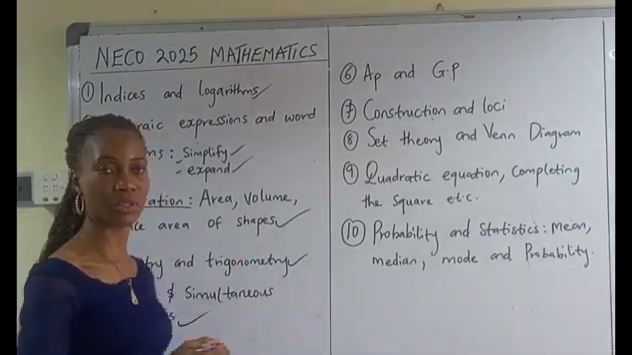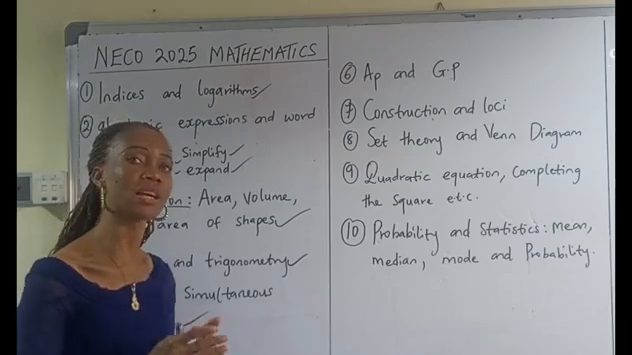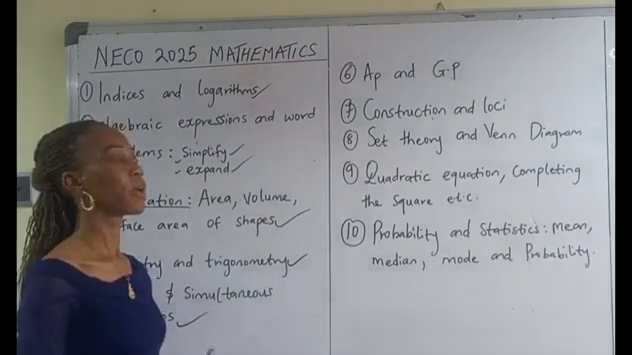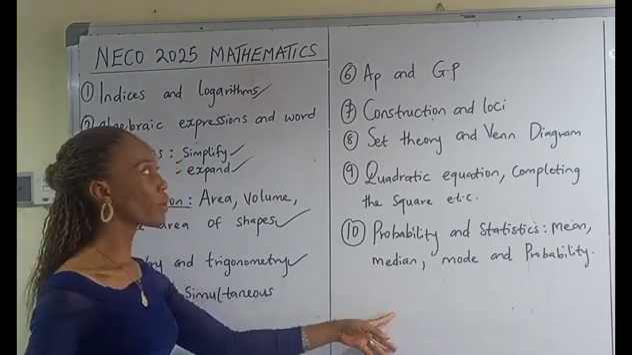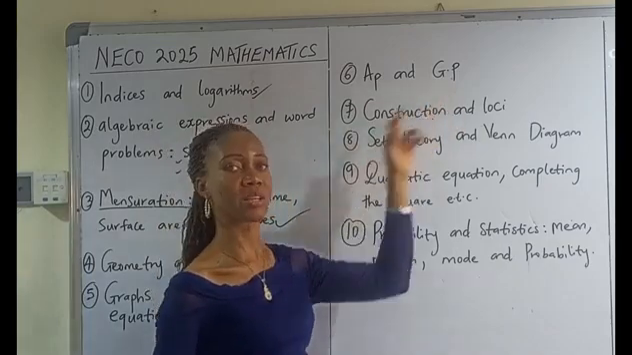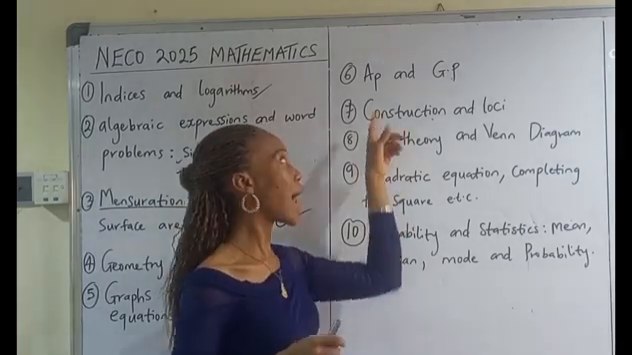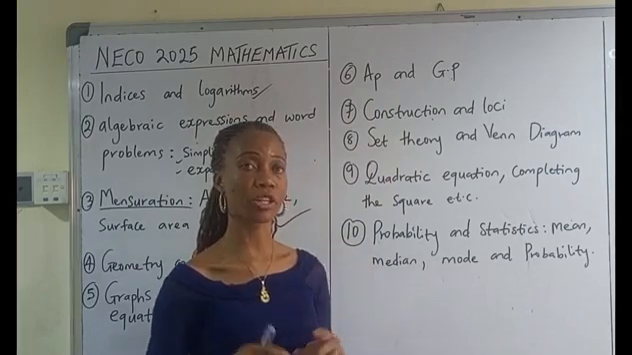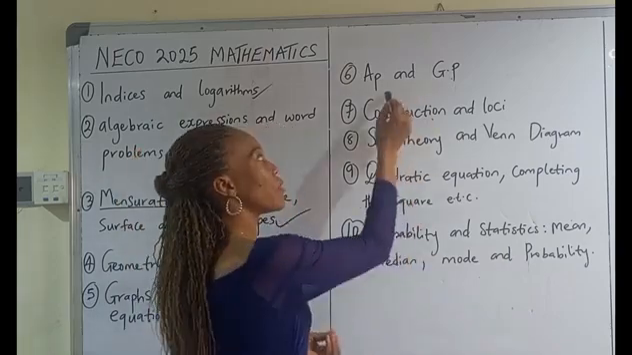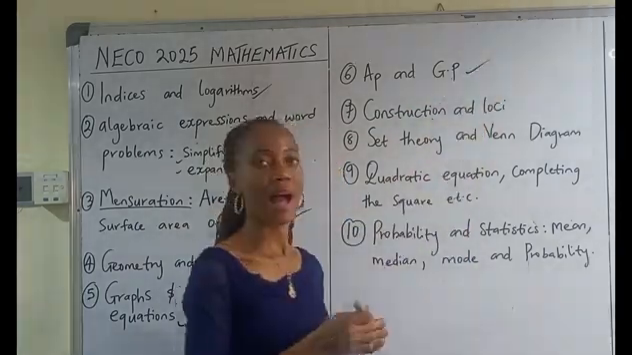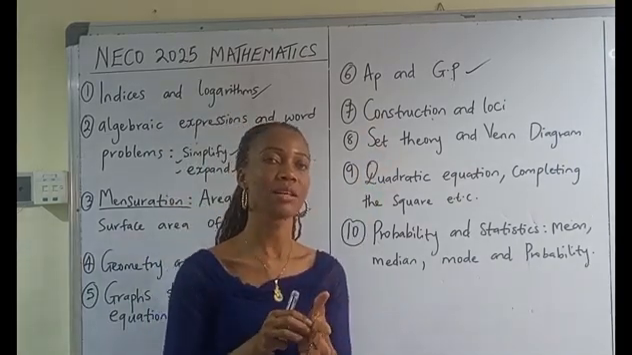Then graphs and simultaneous equation. Quadratic graph, simultaneous equation, inequality graphs, very, very important. Remember, we are doing one at the end of this video, the cumulative frequency graph. Then arithmetic progression and geometric progression. There is a video I'm linking to this video on arithmetic and geometric progression, AP and GP, the one I did for WAEC. Please go through that video again and remind yourself of the formulas I gave under AP and GP. Then construction and loci, very, very important.